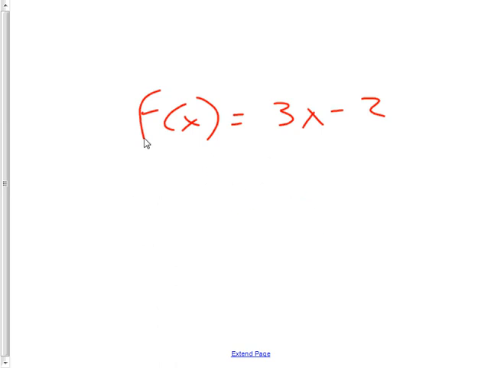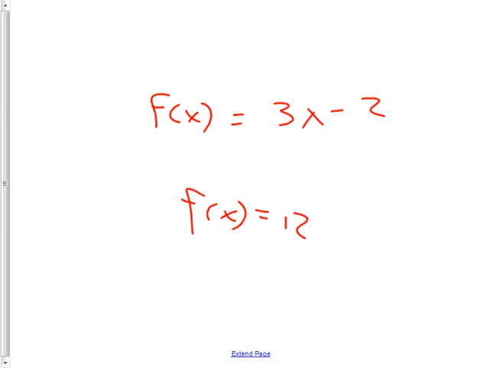If I say f of x is 12, just look at this and say f of x is 12. Do you see where I can put the 12? All of that, not just the x. If I said f of x is 12, that means wherever I see an f of x, which I saw one right here, I can erase it and put 12. See? And now I can figure out what x is.